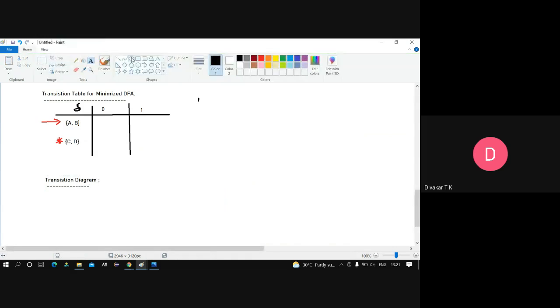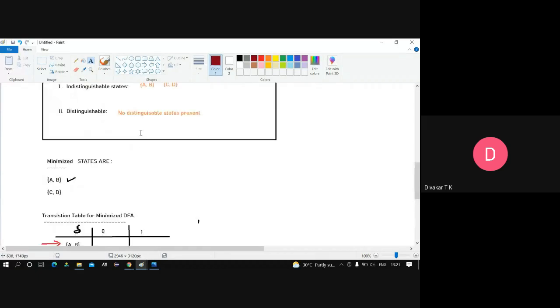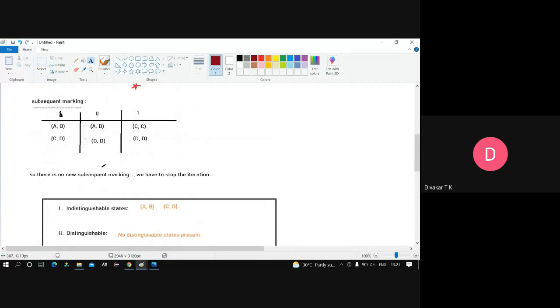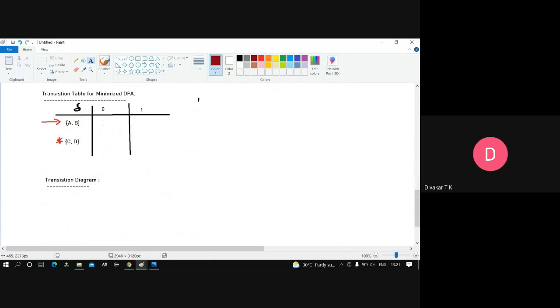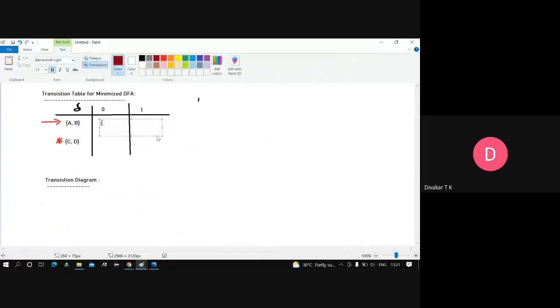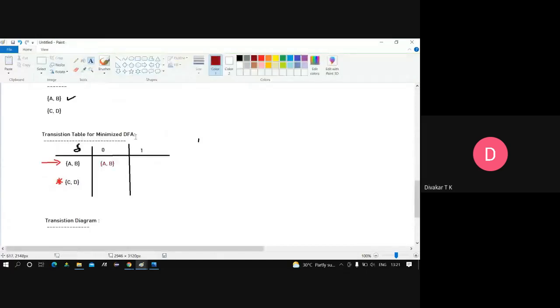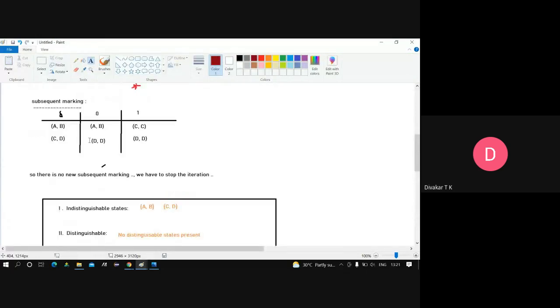How to write that one? What are all the states present? Two states are present. Okay, before that you have to fill this answer. How to fill this one? A comma B, what is it? A comma B, we got A comma B here in the last step of the iteration. We got it, A comma B. A comma B means A comma B. Okay, these are all basics, guys. Basic. Okay, A comma B.